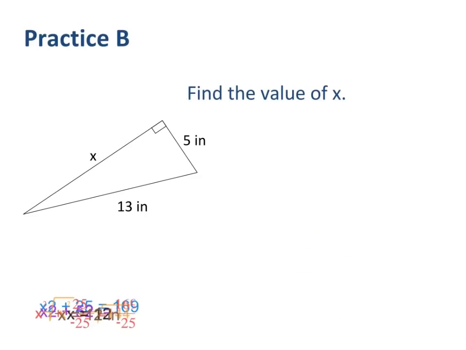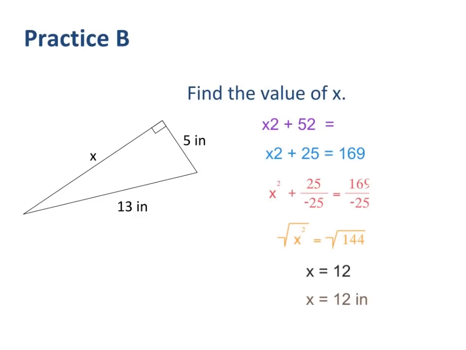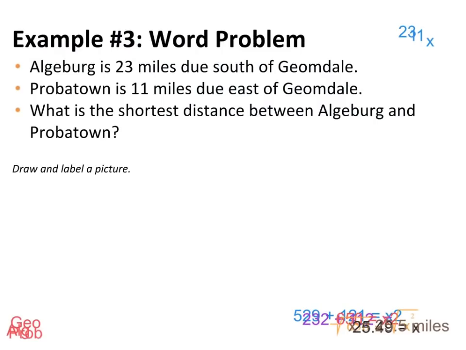Practice B says find the value of x. Go ahead and try this one on your own. You're going to pause the video now, press play again to see if you are right. How'd you do? Hopefully you realized that you were looking for one of the legs and not for the hypotenuse here. And make sure that you labeled your answer with inches. Let's go to the next one.